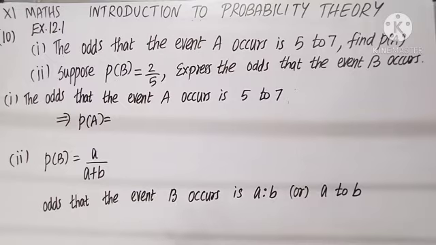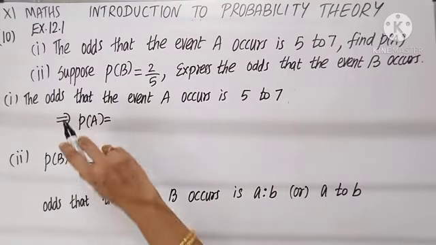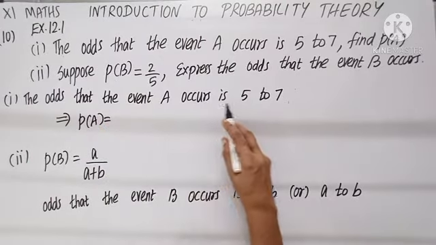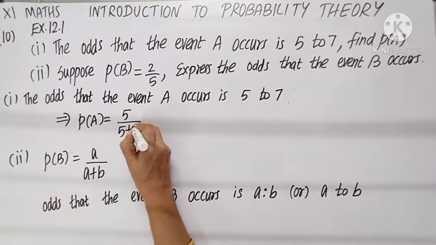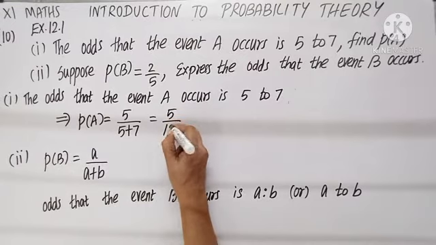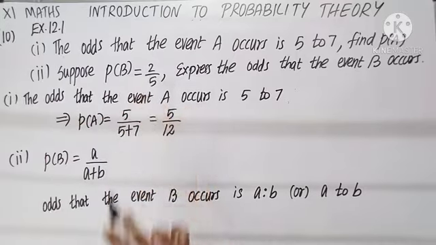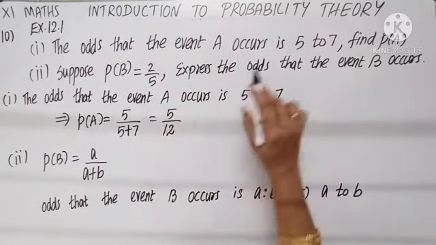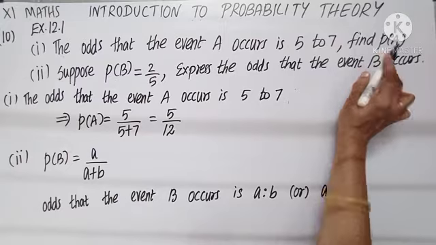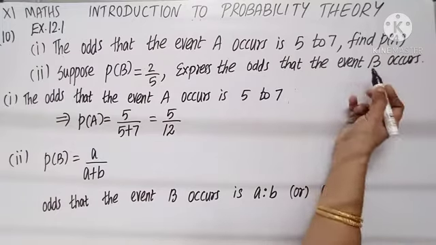Question number 10. The odds that the event A occurs is 5 to 7. Find P of A. When I say the odds that the event A occurs is 5 to 7, P of A would be 5 by 5 plus 7. That is 5 by 12. The second subdivision, suppose P of B is 2 by 5. Express the odds that the event B occurs. First subdivision, they gave occurrence. We had found out P of A. Now the reverse. P of B is given. We need to find the occurrence.